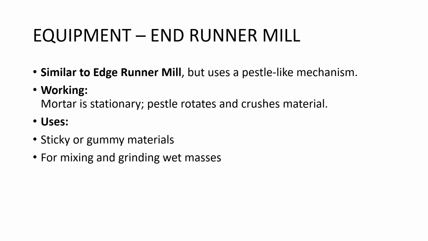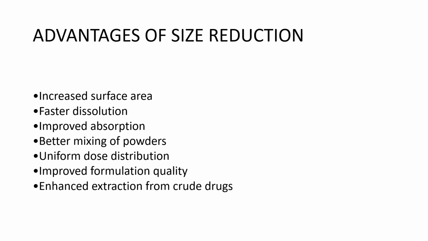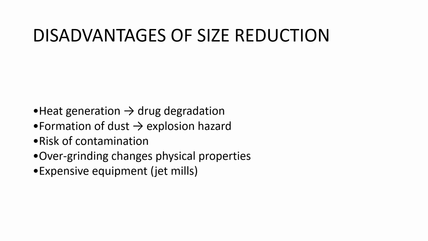With the equipment covered, let us now move on to the advantages of size reduction. Size reduction increases surface area, improves dissolution, and enhances drug absorption. It also helps in achieving uniform mixing and better extraction of active ingredients. Now let's look at the disadvantages. Some disadvantages include heat generation, which may degrade drugs, dust formation can create hazards, and contamination from machine parts is possible. Also, some equipment like jet mills are expensive.